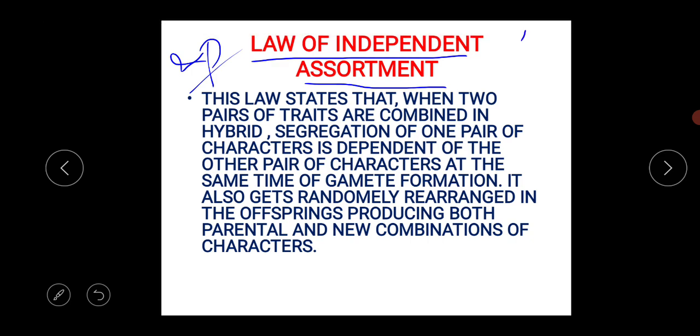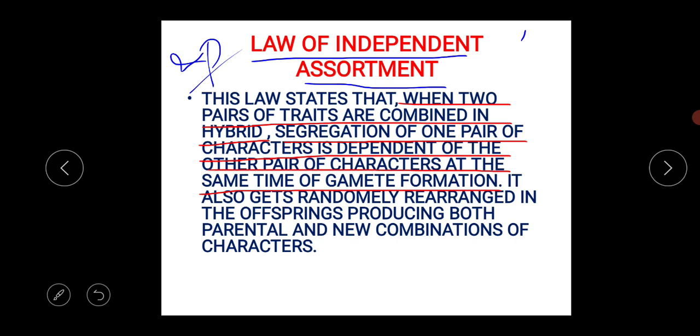Actually, what does this law state? This law states that when two pairs of traits are combined in a hybrid, the segregation of one pair of characters is independent of the other pair of characters at the same time of gamete formation. So I am repeating again: when two pairs of traits are combined in a hybrid condition, the segregation of one pair of characters is independent of the other pair at the time of gamete formation.